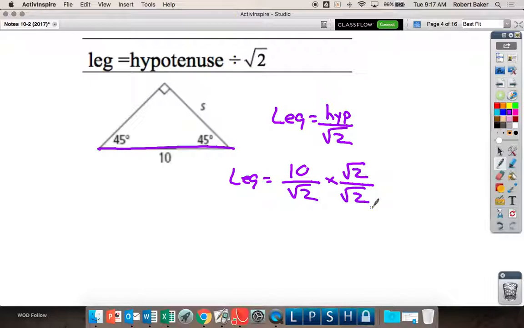10 times the square root of 2, multiplying across the fraction. 10 times the square root of 2. 10 square root of 2. You need to be confident in doing that. And then the square root of 2 times the square root of 2 is always 2.